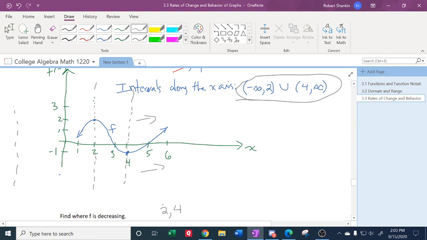Now, if we do brackets, that means it includes the endpoints, which means we're saying it's decreasing at 2, but actually it's not going downhill at 2, it's going horizontal at 2. So you're really close. 2 and 4 is right, but let's put parentheses, saying don't include the endpoints. Where is f decreasing? Between 2 and 4, but not at the endpoints. That's where it's transitioning.